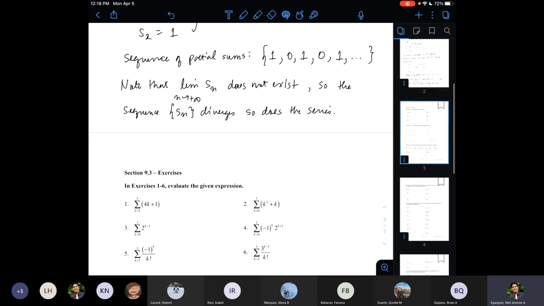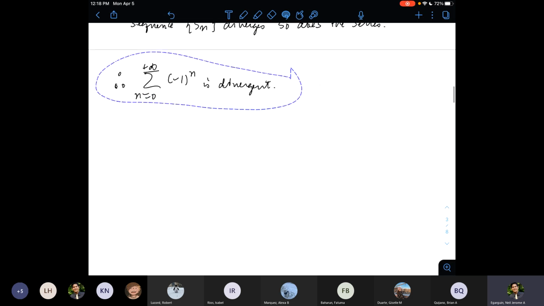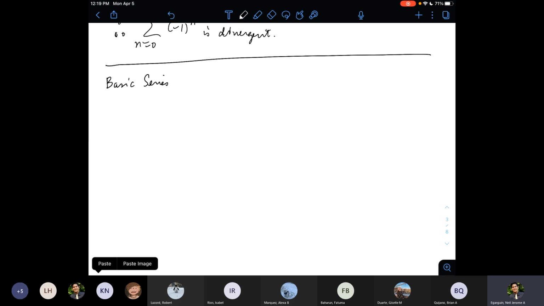So let me add another page here. Okay. Now here are the next, actually the entire chapter will just revolve around determining whether a given series is convergent or not. So maybe let's give some properties that will help you in determining whether a series is convergent or not. So let's go to the basic series. So I guess we have seen earlier geometric series.